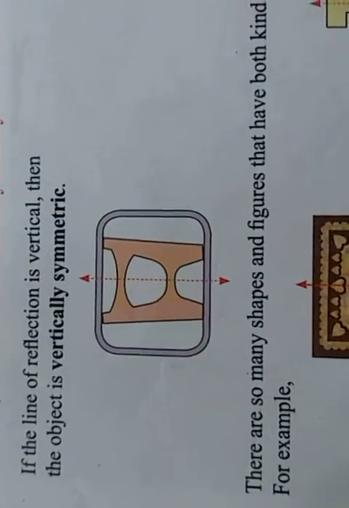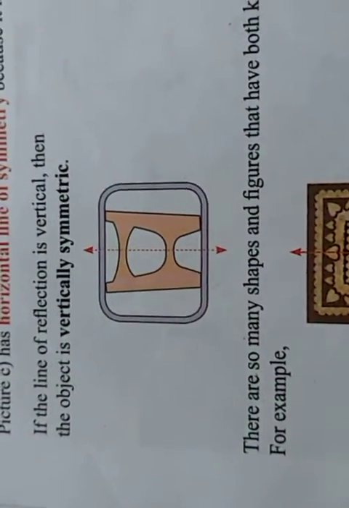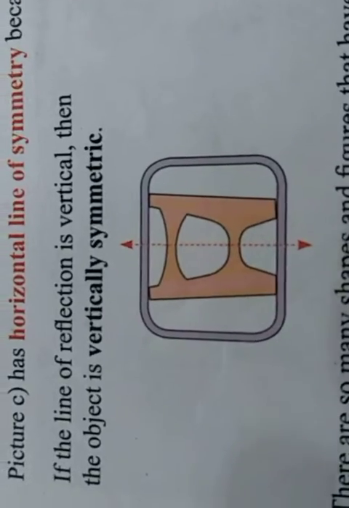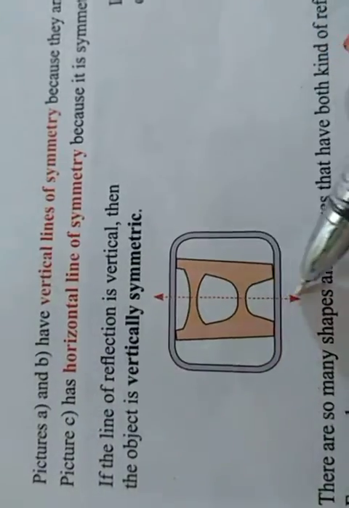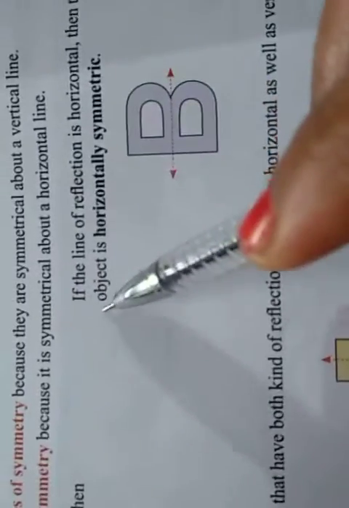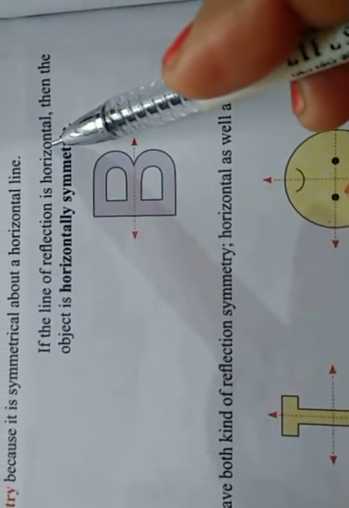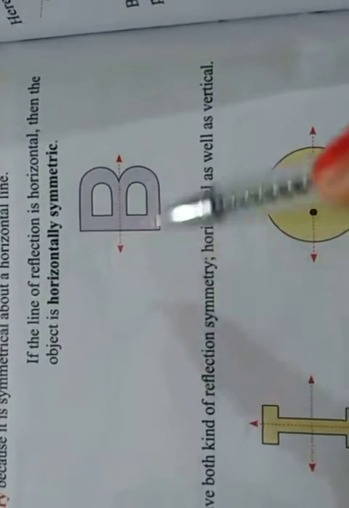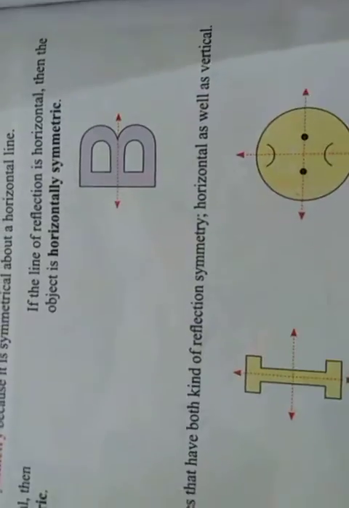Then let's learn about vertically symmetric and horizontally symmetric lines. If the line of reflection is vertical, then the object is vertically symmetric. This is a vertical line of symmetry. If the line of reflection is horizontal, then the object is horizontally symmetric. This letter B has a horizontal line of symmetry.